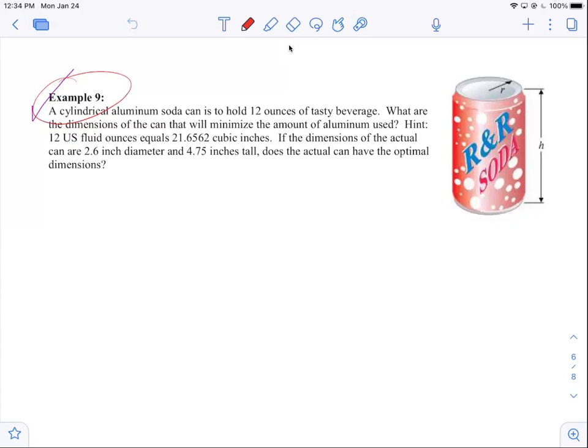Okay. So what considerations went into designing the first can? Well, somehow they decided that 12 fluid ounces was going to be what they wanted to put in there.